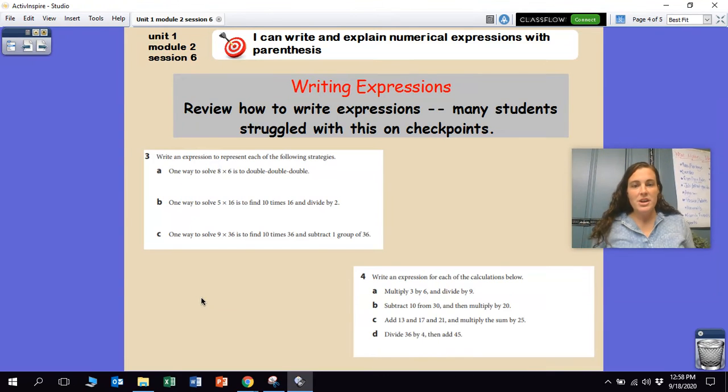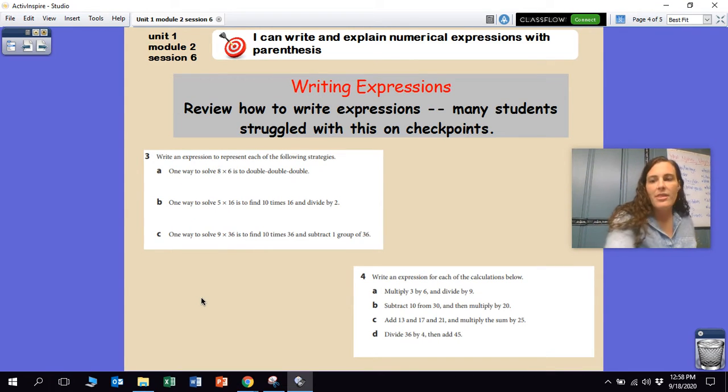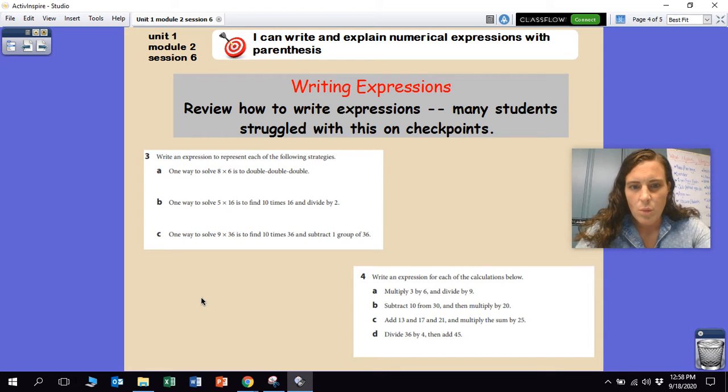Hey there, everyone. So last week we noticed on your checkpoint that a lot of us struggled with writing out some expressions and with just understanding the concept of really what's being asked here. So we think this could be a quick fix if we just spend a little time here going over this. So for example, on these you're supposed to write an expression to represent each of the following strategies.